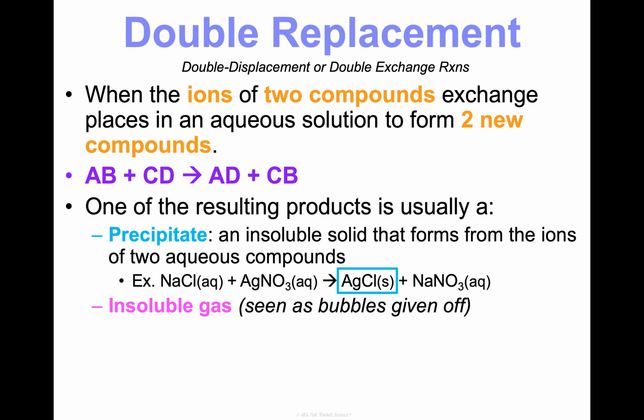Another product we'll often see is a gas. So this is when you see bubbles given off, you see effervescence. That's typically representing a gas being formed. So here we go. We have iron 2 sulfide reacts with hydrochloric acid.